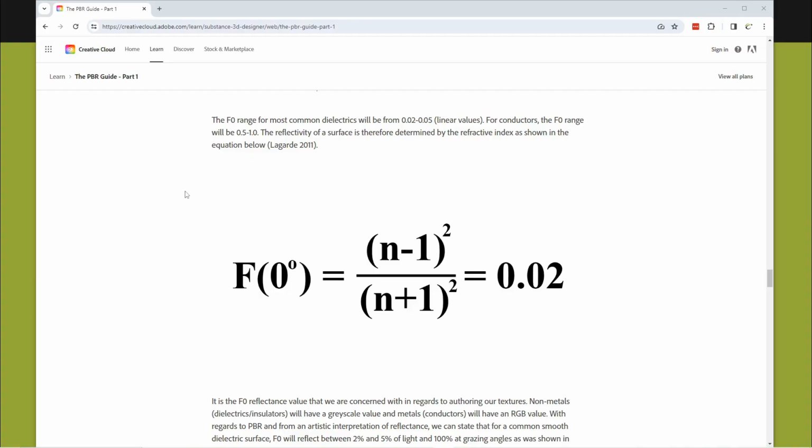Oh my God, my eyes. Well, that's an equation. Basically n is the index of refraction, so F0 is calculated by (n minus 1) squared divided by (n plus 1) squared, and that's how they got the 0.02.